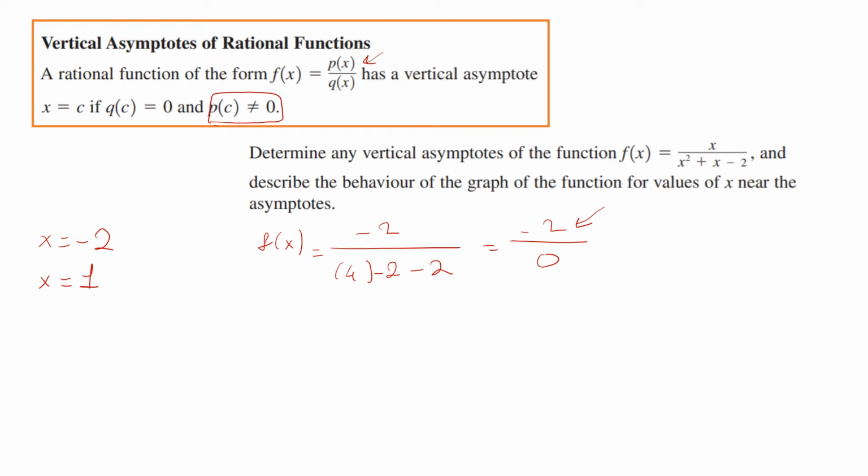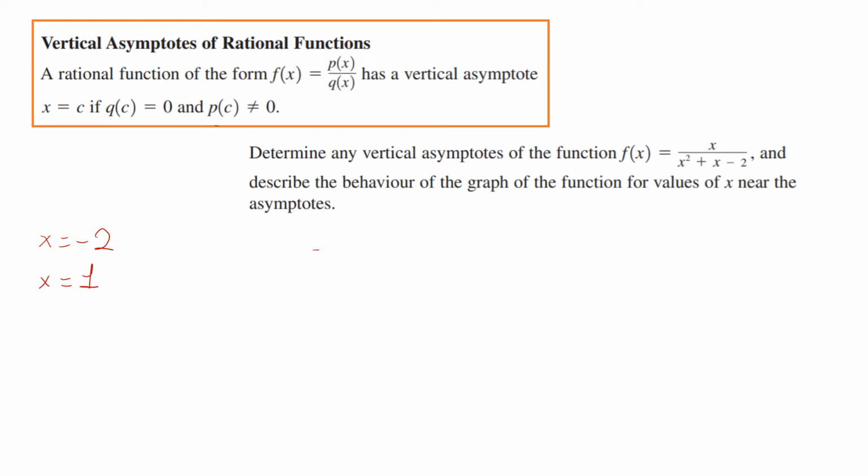So now I'm going to check for 1. If you do the same for 1, I know the denominator will be 0 anyway, and it's only x on top, so it's 1, which doesn't equal 0. So I just checked and verified that it doesn't equal 0.